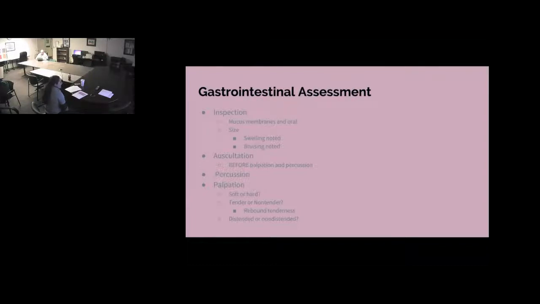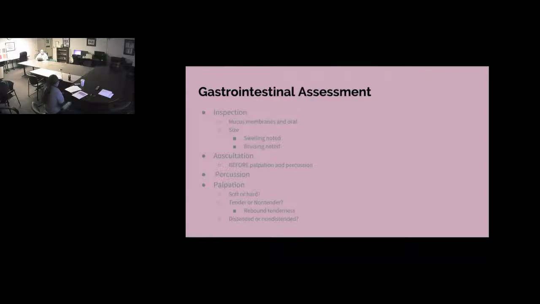You auscultate over the abdomen before you palpate and percuss so that you don't get a false positive for bowel sounds. You can do percussion, like I talked about earlier with the liver, and I put notes into the PowerPoint so you can see the exact technique and the procedure. And then palpation: is it soft or hard? Is it tender or non-tender? If it is tender, do they have rebound tenderness? Is it distended or not distended?